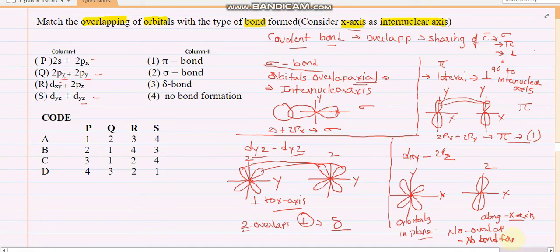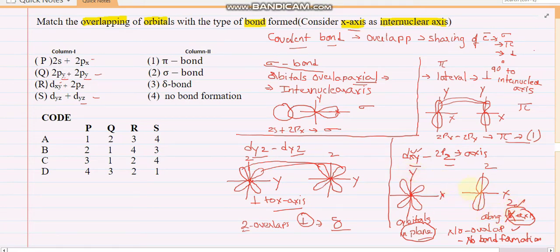Why? Because the basis of a sigma covalent bond is overlapping. When there is no overlap, then it doesn't result in the formation of any type of bond. So dxy and pz combination doesn't result in any bond formation. Why? Because x and y are in one plane, z is in another axis. So when one is in plane and the other is in a different axis, here there is no coordination.